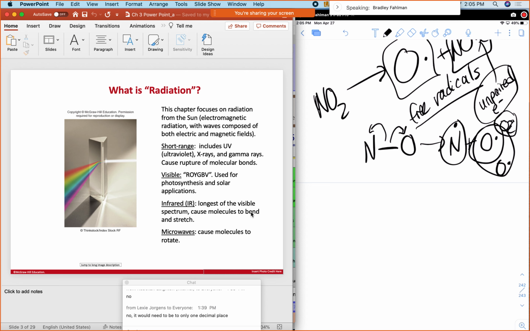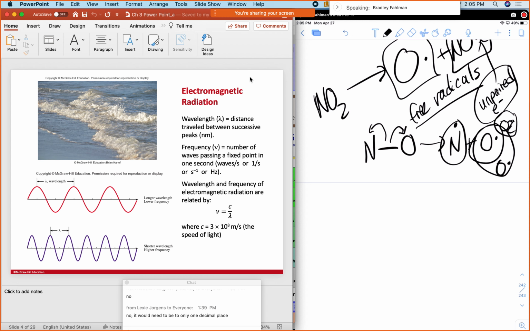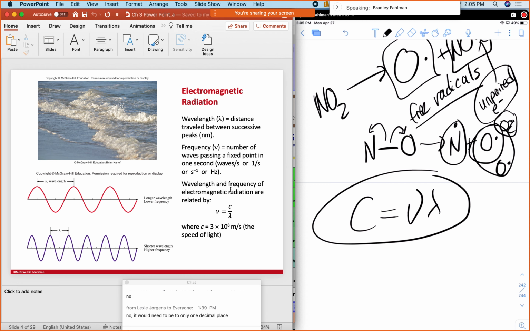Okay, so radiation. Knowing the behavior of waves. So just definitions of what a wavelength is, and what the difference is between a wavelength and a frequency. And this equation is really important, so that would be something I would jot down on my cheat sheet, if you will.